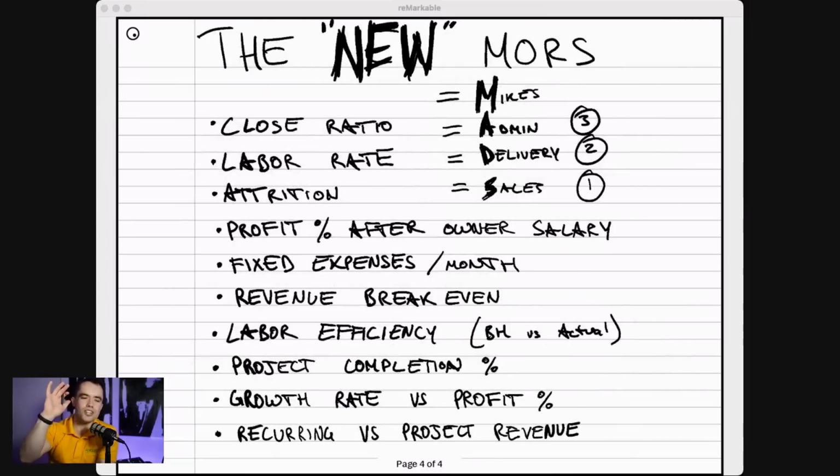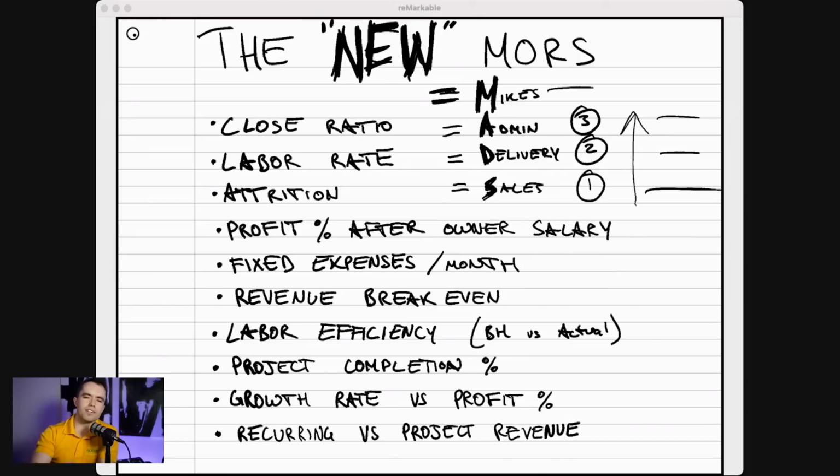Now, this is the new Moore's. Now, I don't call it Moore's, right? I'm actually going to call it MADS. MADS, all right? We got MADS. It's Mike's Admin, Delivery, and Sales. And technically it should be backwards, but MSDA doesn't really sound very good. So I call it MADS. It's Mike's Admin, Delivery, and Sales.